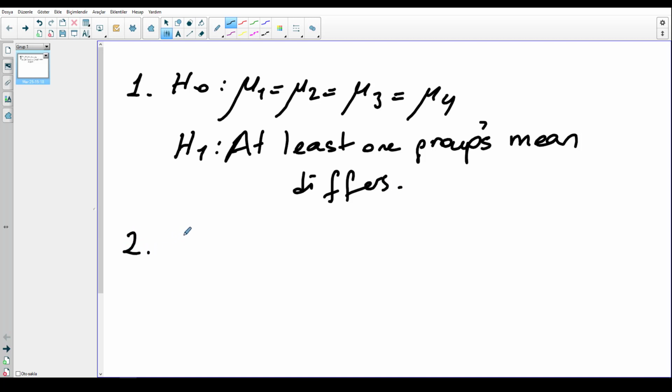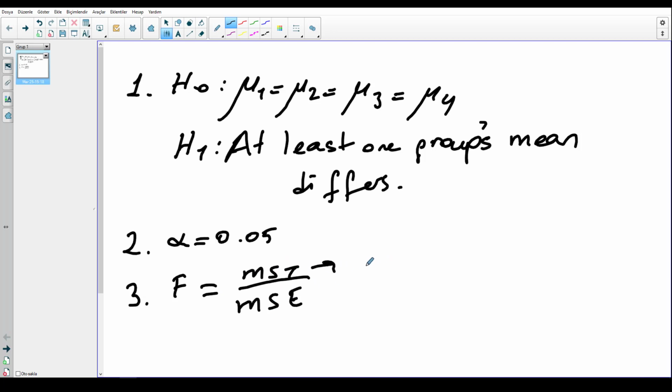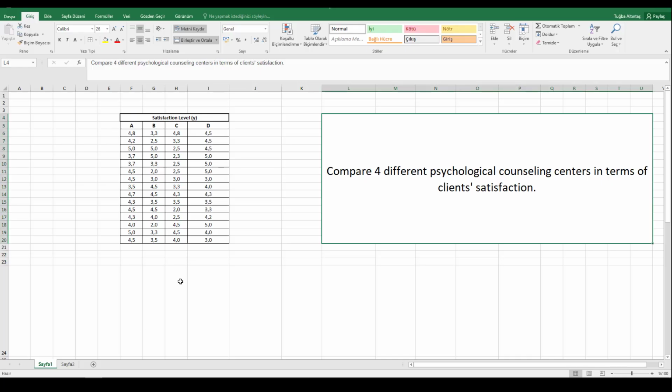In the second step, we need a significance level. This is alpha, and generally we choose a 5% significance level. In the third step, remember, we calculate a test statistic F, and it was MST divided by MSE. This was the variance between and the variance within. I made all calculations using Excel, and I will show them.